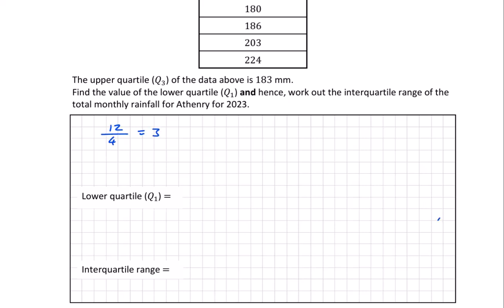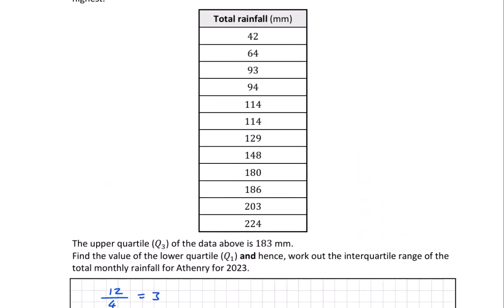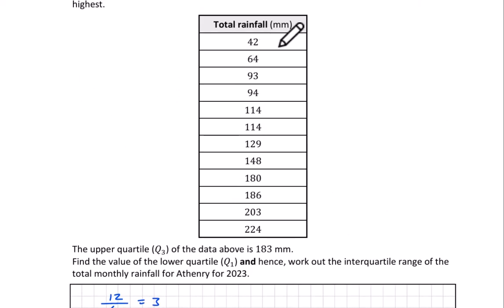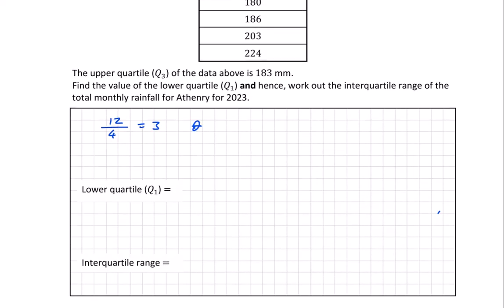So what we do is we take the third and the fourth number. We look at 1, 2, 3: 93 and 94. These two numbers here, we have to get the mean, or the average, of those two numbers. So we're going to add these two numbers and divide by 2. So Q1 here is going to be 93 plus 94, then we divide by 2. When you do that, you get a Q1, or lower quartile, of 93.5. So that's the lower quartile.